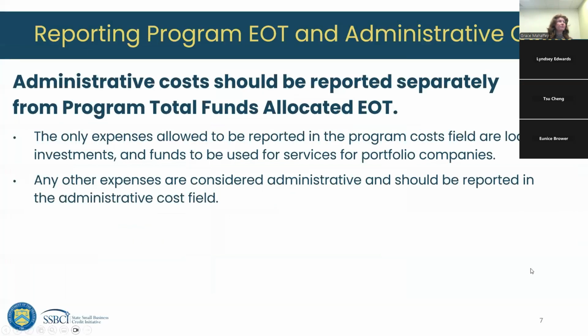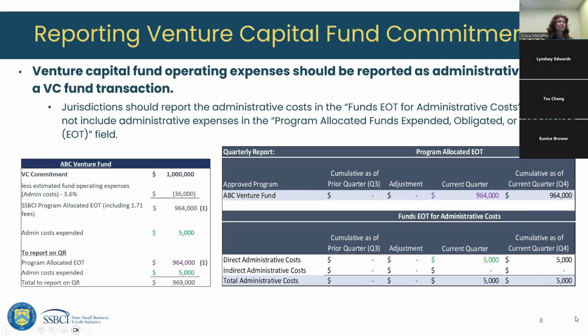Let's move on to the next slide on reporting program EOT and administrative costs. For program funds, EOT should only include loans, investments, and funds to be used for 171 fees for services for portfolio companies. All other expenses are considered administrative and should be reported in the administrative cost field. We'll move on to the next slide on reporting VC fund commitments.